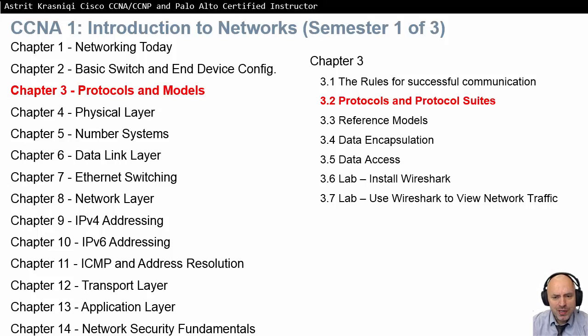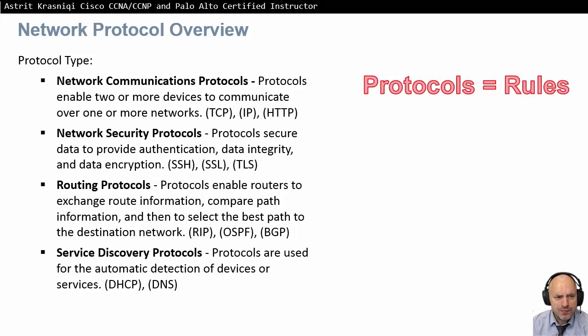So we learned that devices do need to follow these rules to be able to communicate. End devices and intermediary devices implement protocols in software, hardware, or both. And each protocol will have its own format and set of rules that they operate by. Okay, so we have different types of protocols. So we have network communication protocols. These protocols allow the devices to communicate on the network, for example, either in a remote network or a local network.